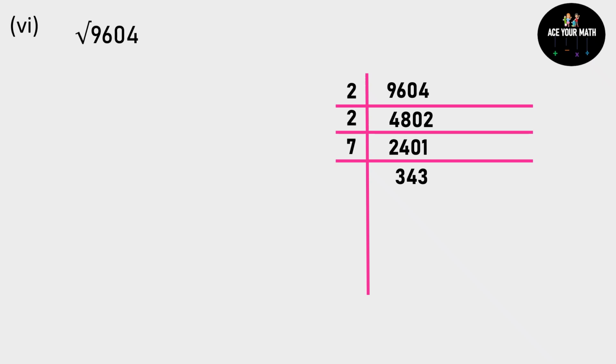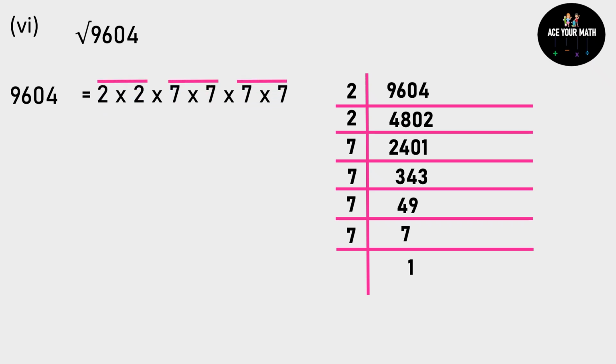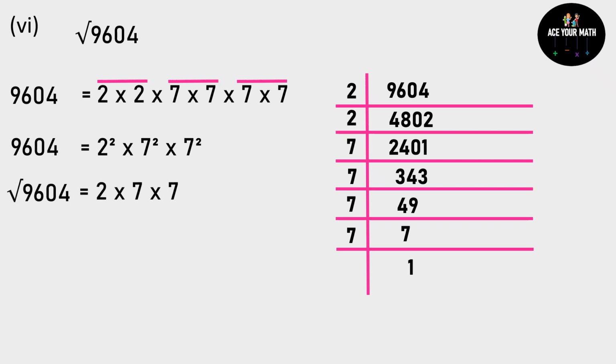So you get 343. 343 is divisible by 7, you get 49. 49 on dividing by 7, you get 7. Again, divide 7 by 7, you get 1 as the answer. So 9604 can be written as the product of all these factors. So what is the next step? You will start forming pairs. So 9604 can be written as 2 square multiplied by 7 square multiplied by 7 square. Now you're looking for the square root of 9604, so it will give you 2 multiplied by 7 multiplied by 7. So the square root of 9604 is 98.